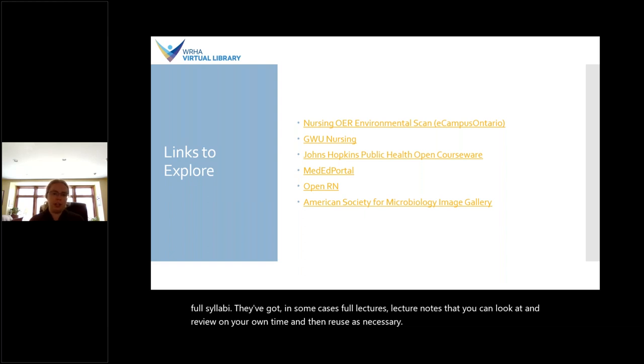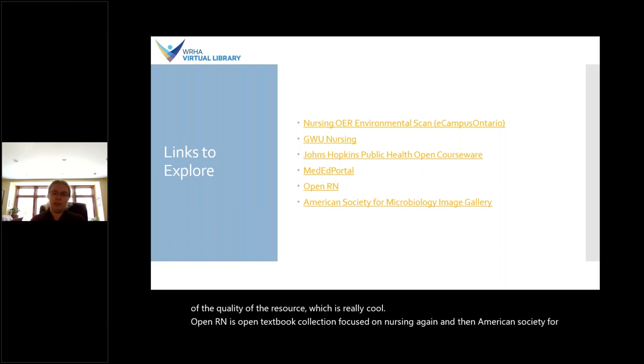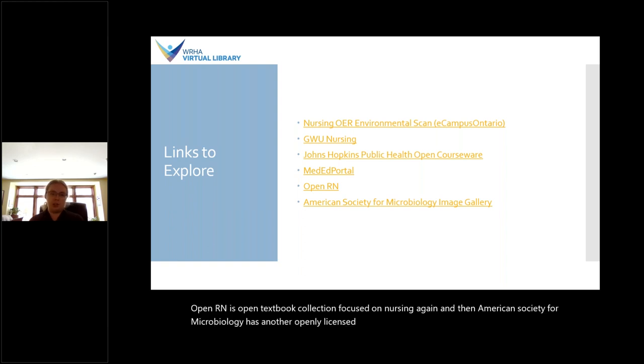MedEd Portal is a really interesting example. It's basically a cross between a journal and an open educational resource repository, because they have open educational resources, but then they have full reviews of these resources and peer reviews. So you can see an assessment of the quality of the resource, which is really cool. OpenRN is an open textbook collection focused on nursing again. And then the American Society for Microbiology has another openly licensed image gallery that you can use for presentations or the like.